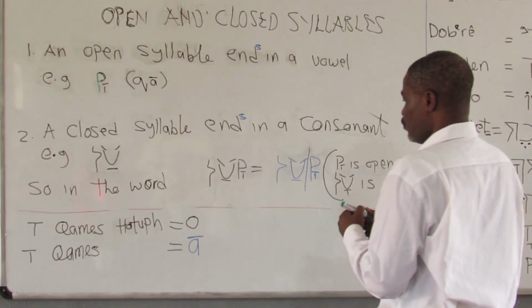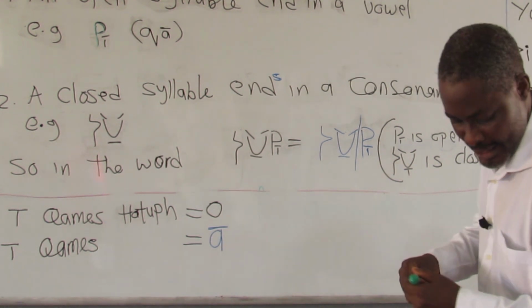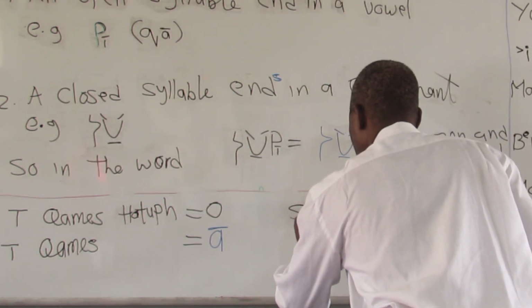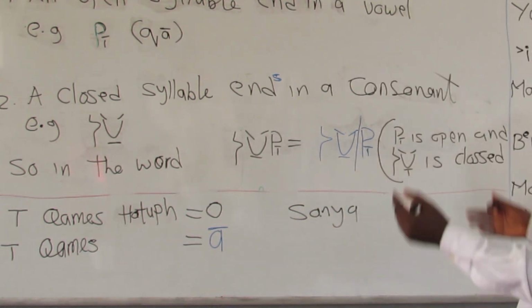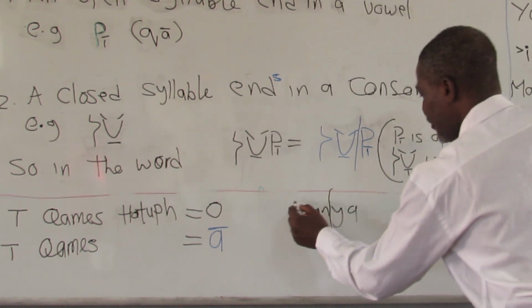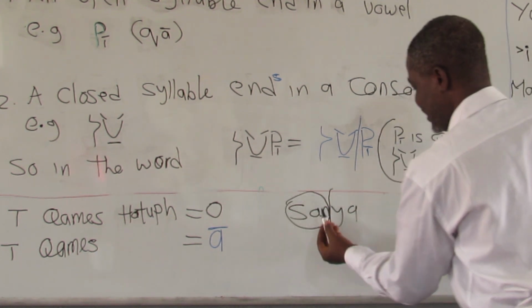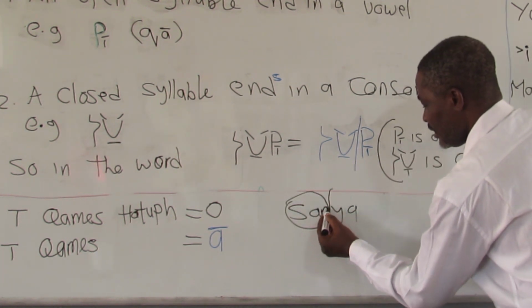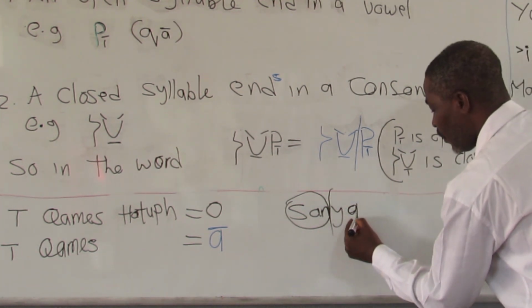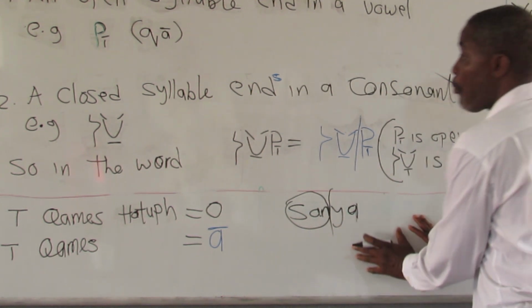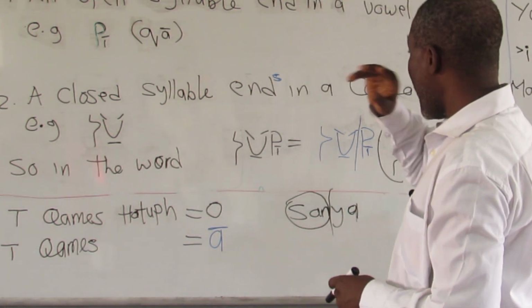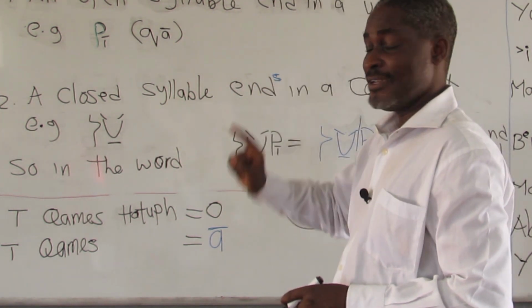Whenever a syllable ends in a consonant, it is a closed syllable. For example, you have words like Sonya. So there are two syllables here: Son, then ya. The first one is a closed syllable because it ends in an N, a consonant. While ya ends in a what? In a vowel, and it's an open syllable. So an open syllable ends in a vowel, while a closed syllable ends in a consonant.